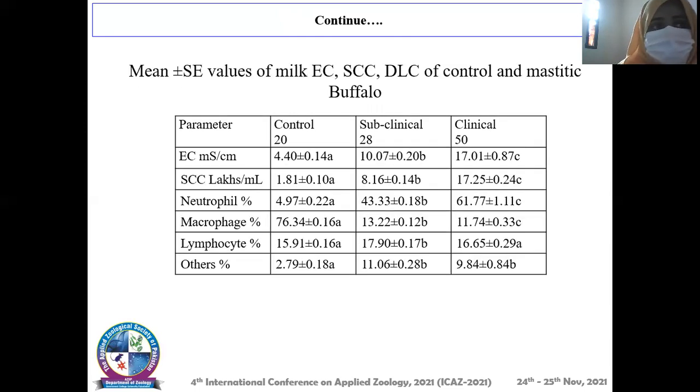Mean values of milk electric conductivity, somatic cell count, and differential leukocyte count of control and mastitic buffaloes. To check the different leukocytes, these tests were performed. In clinical mastitic buffaloes, the neutrophil amounts are very high, and the monocyte and macrophage amounts are lower than the neutrophil count.